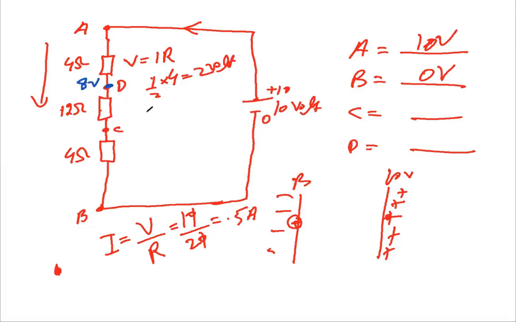Now let's find this. The current is 1 by 2. The resistor in this case is 12. So that should be equal to 6 volt. Now this resistor will consume 6 volt out of 8. So here you will get 2 volt. For this, that's 1 by 2 times 4, which is equal to 2 volt. So this will consume all the voltage, and here you will get 0 volt.